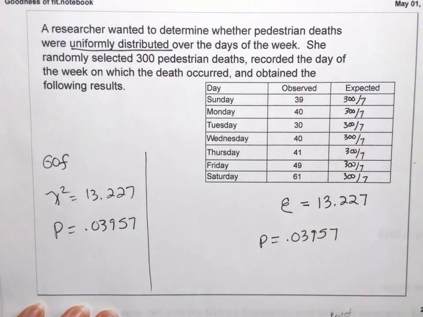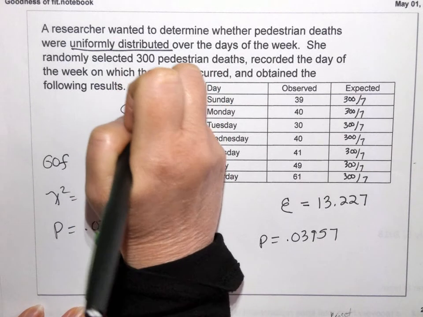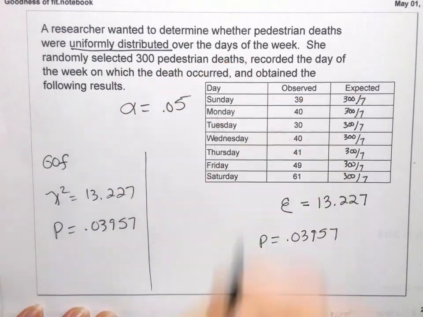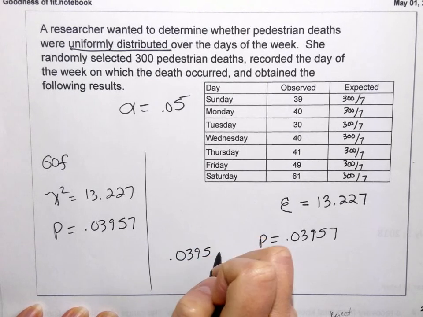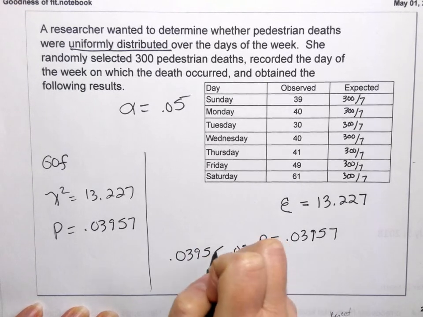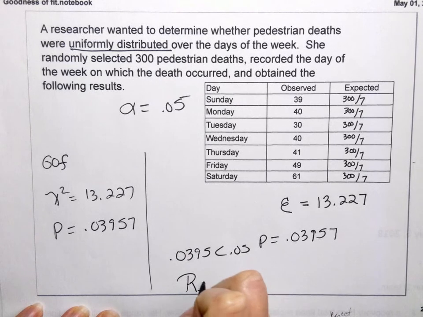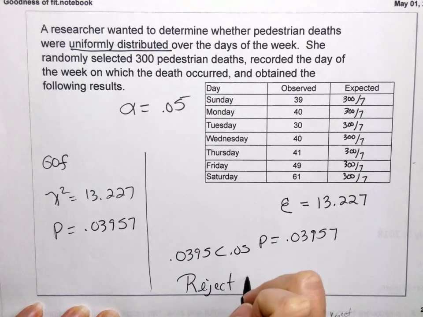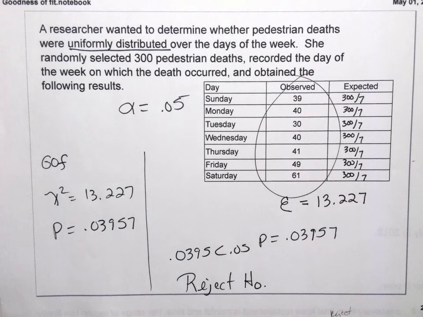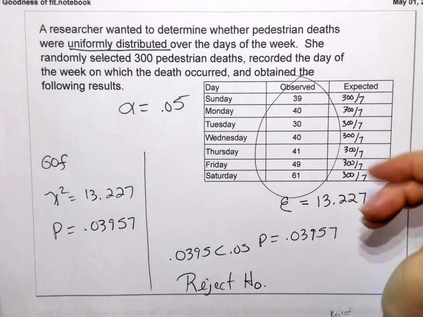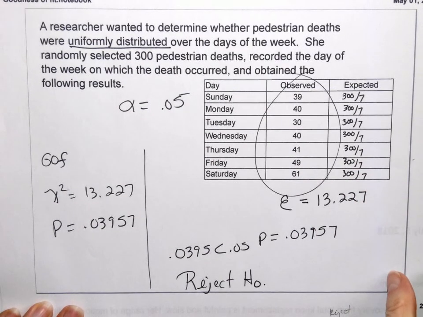I'm comparing that. Oh, and alpha, by the way, was 0.05. I didn't tell you that; I should have. So I'm comparing 0.0395 to 0.05. It is less than, so we would reject the null hypothesis. So we are saying that it's not uniformly distributed, even though it appeared to be when we started writing the numbers down. They're really relatively close. But again, I think Saturday kind of threw them off.